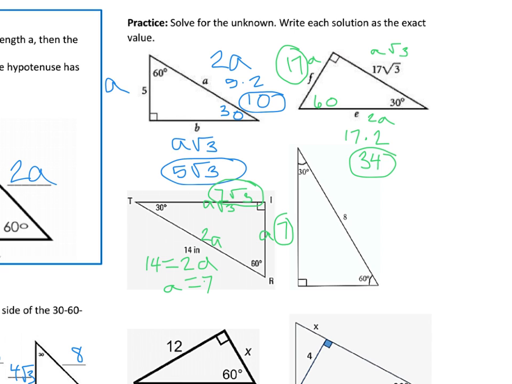All right, over here across from the 30, we would have A, and across from the 90 is 2 times A, and across from the 60 is A square root of 3. So we know that 2A equals 8, so that means A must equal 4, because if we divided 8 by 2, we would get 4. So then this side down here is 4, and this side over here would be 4 square root of 3.